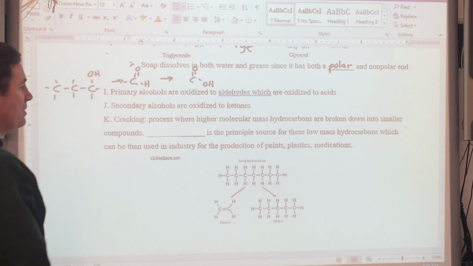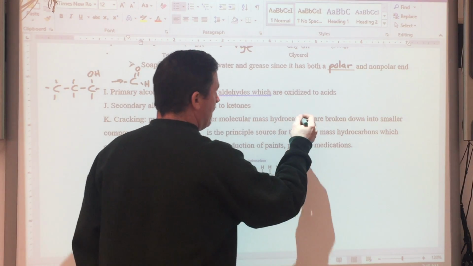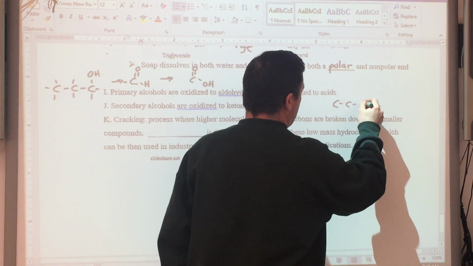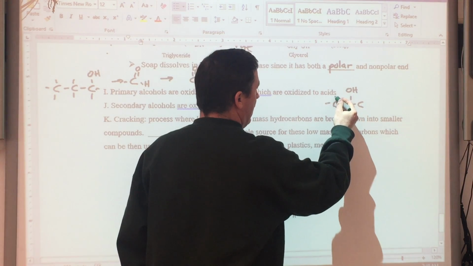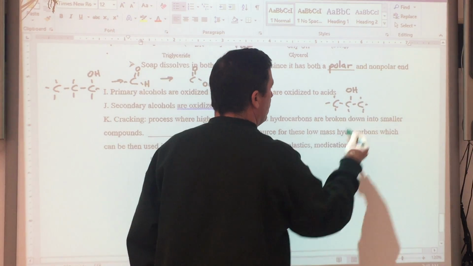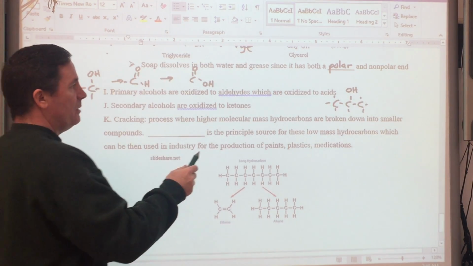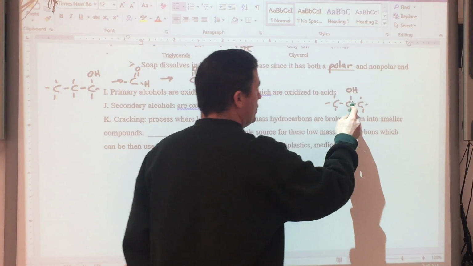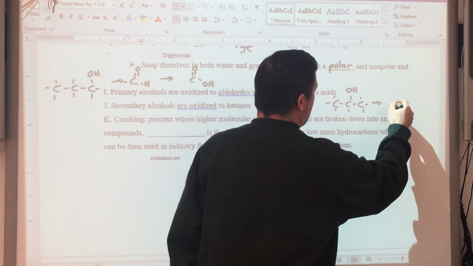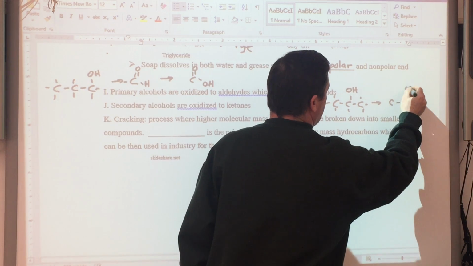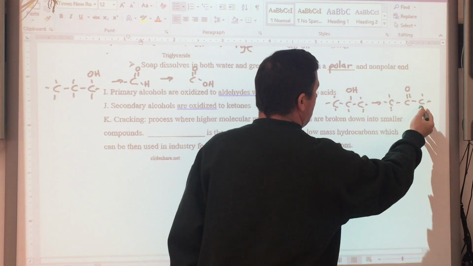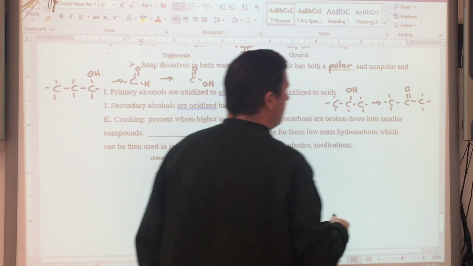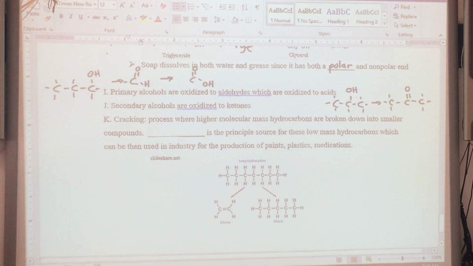Secondary alcohols are oxidized to ketones. So if I've got a secondary alcohol like this one, that means that the oxygen, the hydroxyl group, is attached to a carbon that's attached to two others. And you might be able to see that this is going to get converted into a ketone, which looks like this. 1, 2, 3, 4. 1, 2, 3, 4. Okay, so there's your ketone. All right? This is not hit very hard at all, by the way.